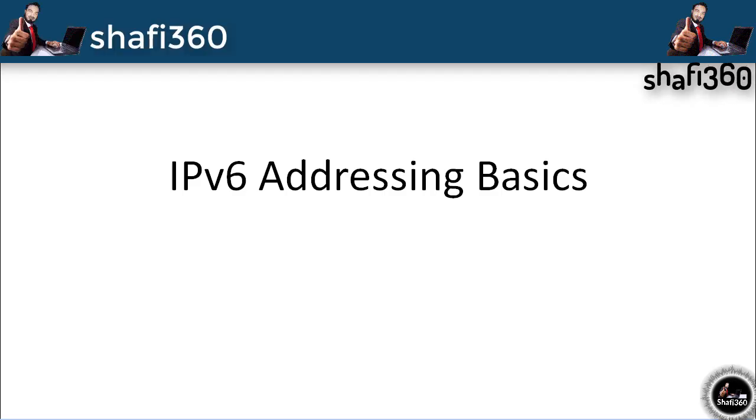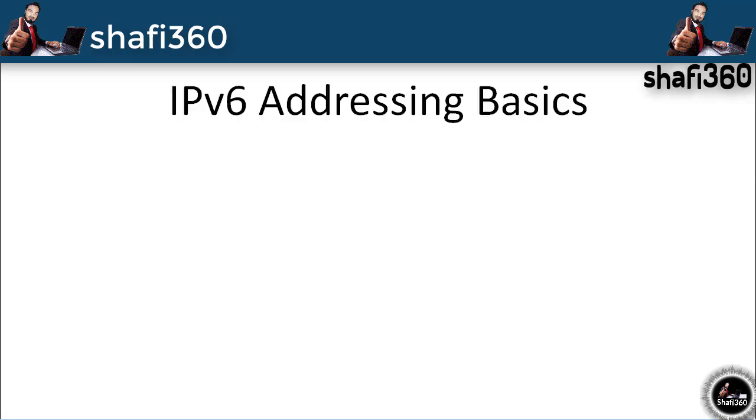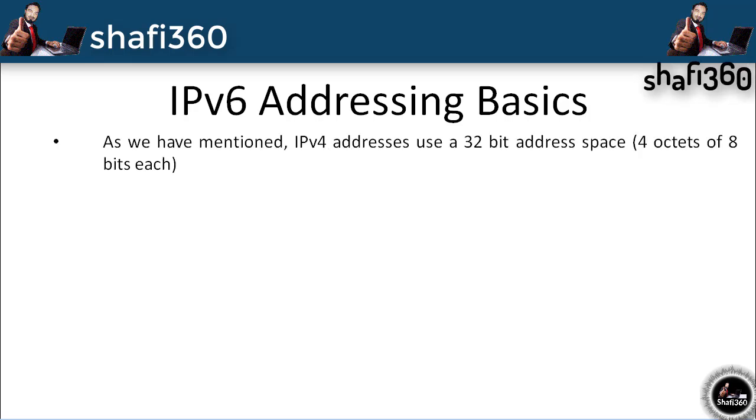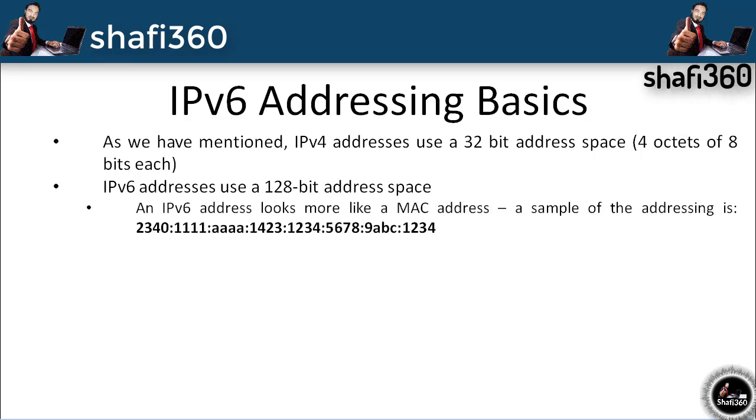Moving right along with our discussion of IP version 6, we'll talk about IP version 6 addressing basics. Now, as we've mentioned, IPv4 addresses use a 32-bit address space, 4 octets of 8 bits each. IPv6 addresses use a 128-bit address space, and as a result, an IPv6 address looks really more like a MAC address. An IPv6 address, instead of just using the decimal number system, uses the hexadecimal number system, so any letters or numbers 0 through 9 and A through F are valid in an IPv6 address.